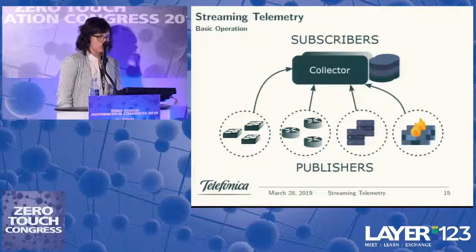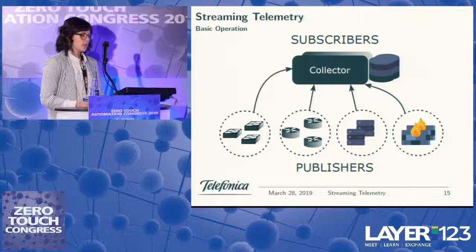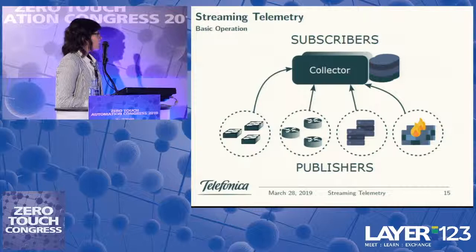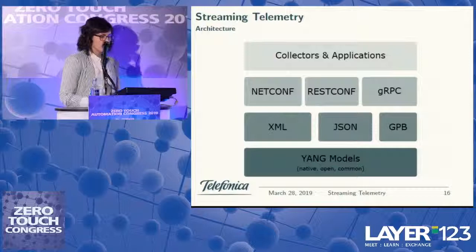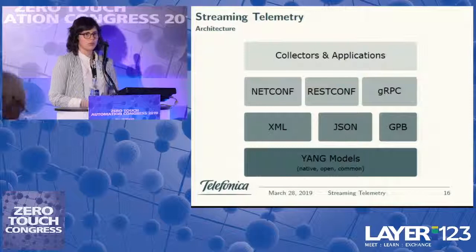So here is the basic operation for streaming telemetry, where we have a set of publishers, which are the devices, and then we have the collectors, which are the subscribers. As I have said before, the publisher should send all the information to the collector and not the other way around. So here we have an approach for the streaming telemetry architecture. Maybe you can find other approaches on the internet, but they are basically the same.